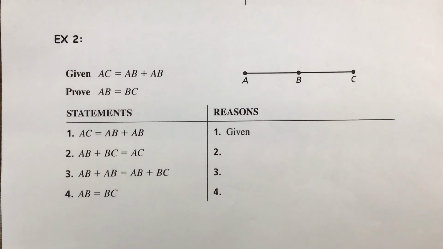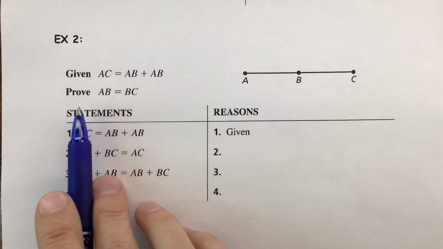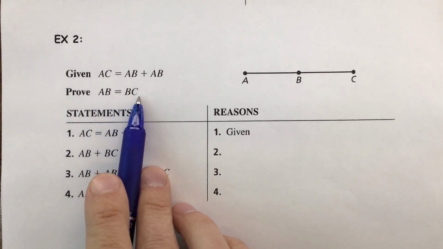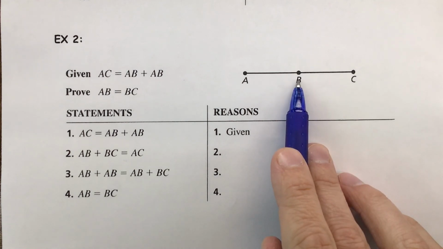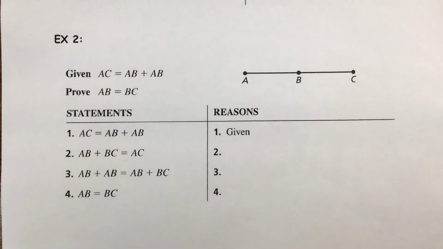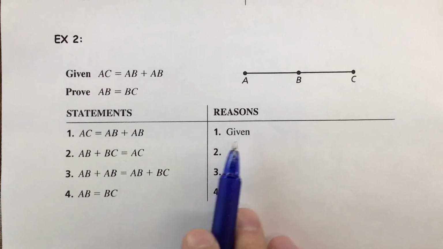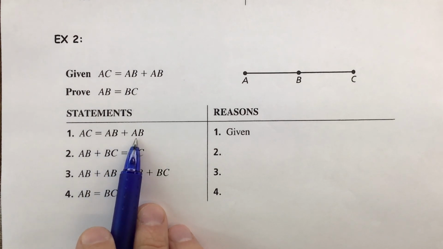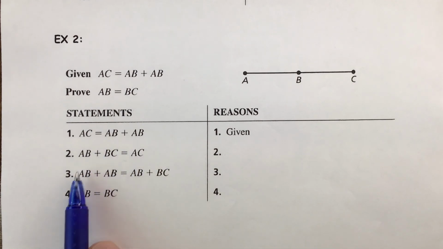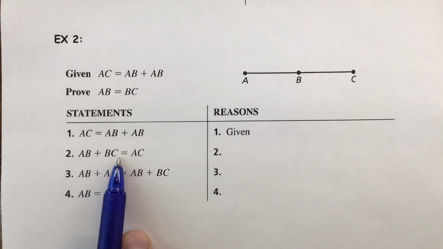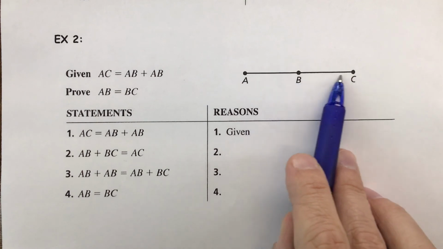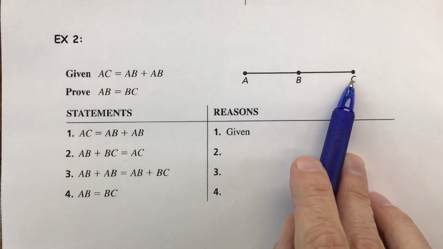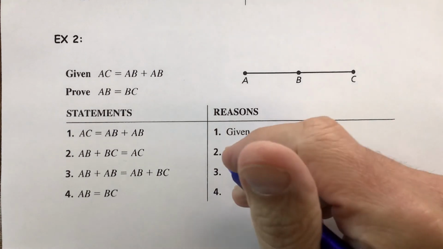Okay, so there's some things we can discover on our own. What we need to prove is that AB is equal to BC, which sort of goes with, yeah, if B is a midpoint, then these two would be the same. All right, but now how do we structure it with our statements? We'll go ahead and start with our given, AC is equal to AB plus AB. And then we're going to write this: AB plus BC is equal to AC. Sounds logical, right? Well, that one also has a name.